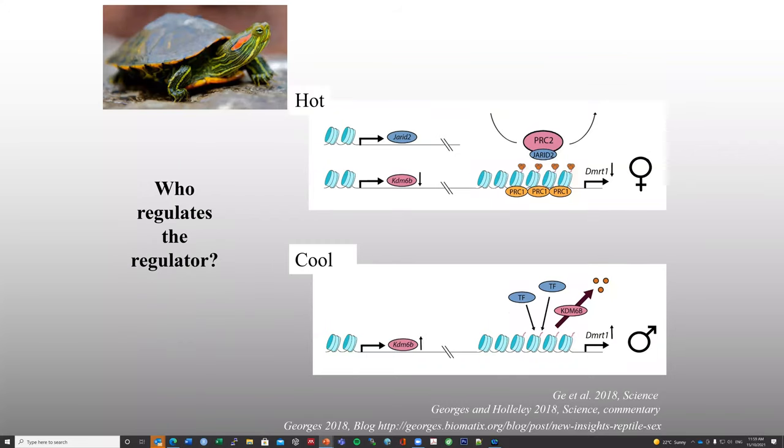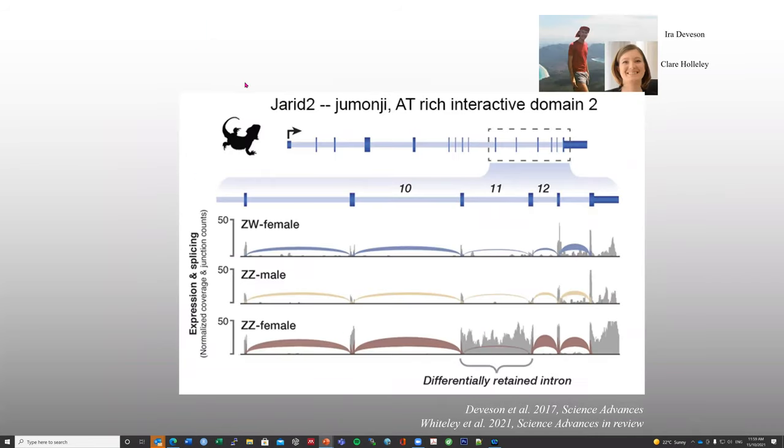Now, of course, who regulates the regulator? And I said before, there's a whole stack of processes before that that link back to the actual chemical sensor of temperature, which I'll talk about later. Now, at the same time as that work, Ira Devison and Claire looked at JARID2 in the dragon lizard and found that there's a retained intron in JARID2, which is riddled with stop codons, which deactivates JARID2, which is temperature sensitive. So this chromatin modifier that was identified in the turtle is also present in the dragon.